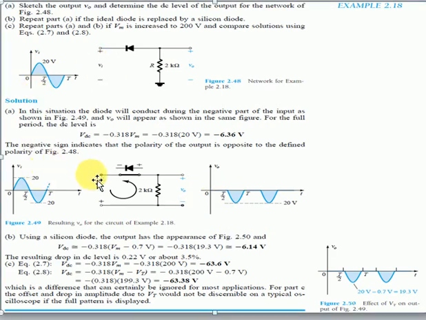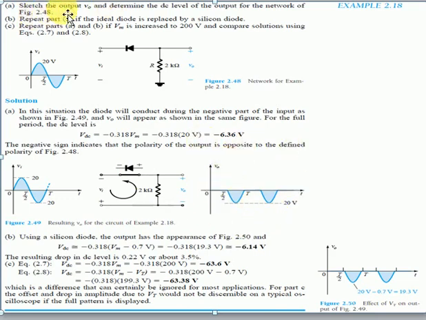When the negative cycle comes, this diode will be forward biased. As a result of that, it acts as a short circuit, and in the case of an ideal diode, there will be no voltage drop. As a result, all the input voltage will appear at the output terminal. So we are having the negative cycle here, that is of minus 20 volt. So this is the V out.